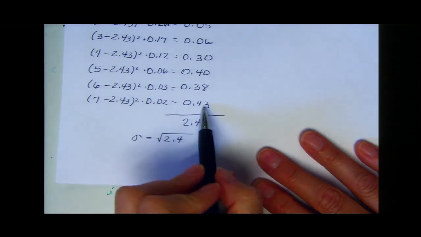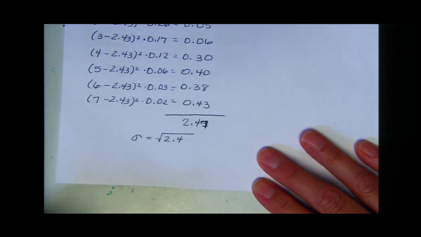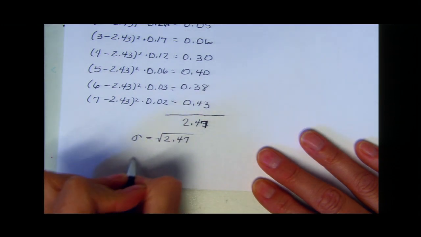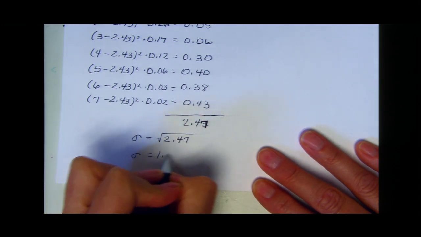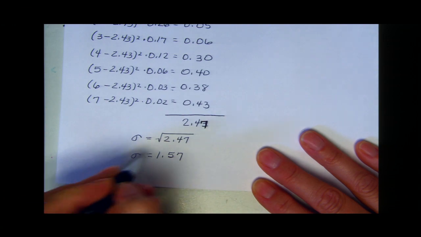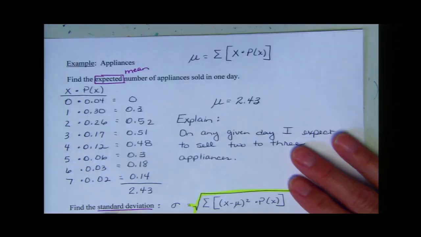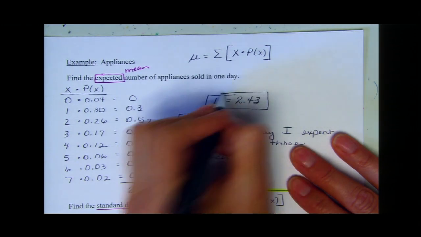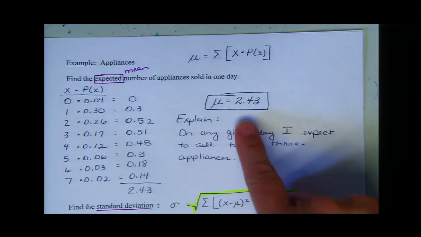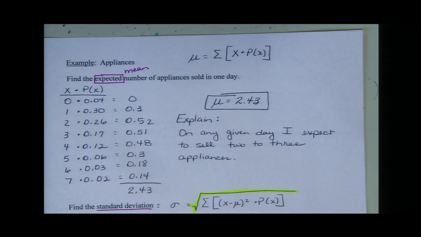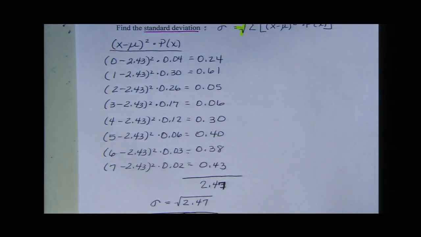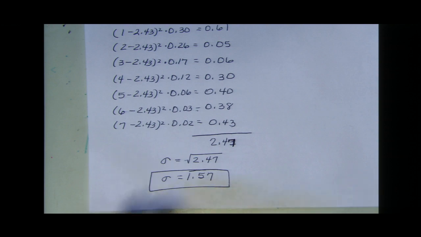2.47. I was looking at this 4.3. 2.47. So the standard deviation is 1.57. So here's my standard deviation. Here is my mean. So I expect to sell that many appliances when I go in on any given day, but of course it can deviate above and below 1.57.